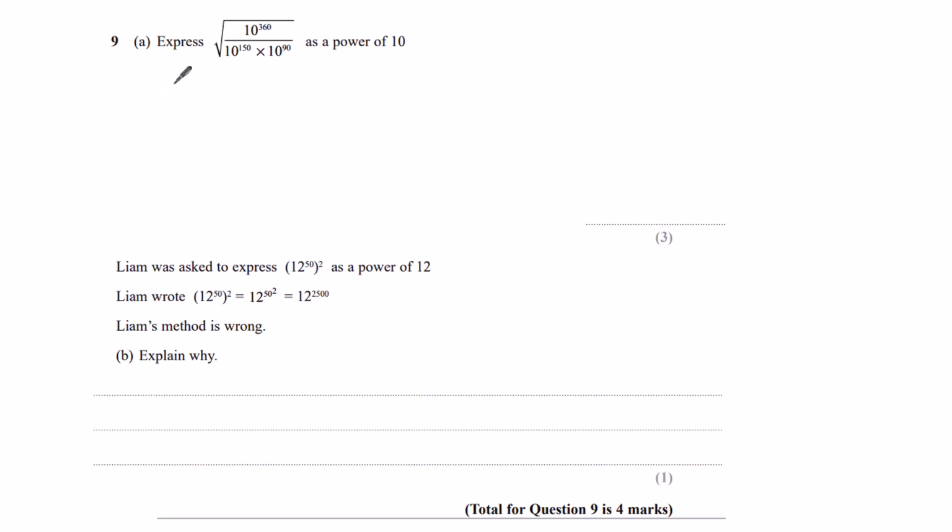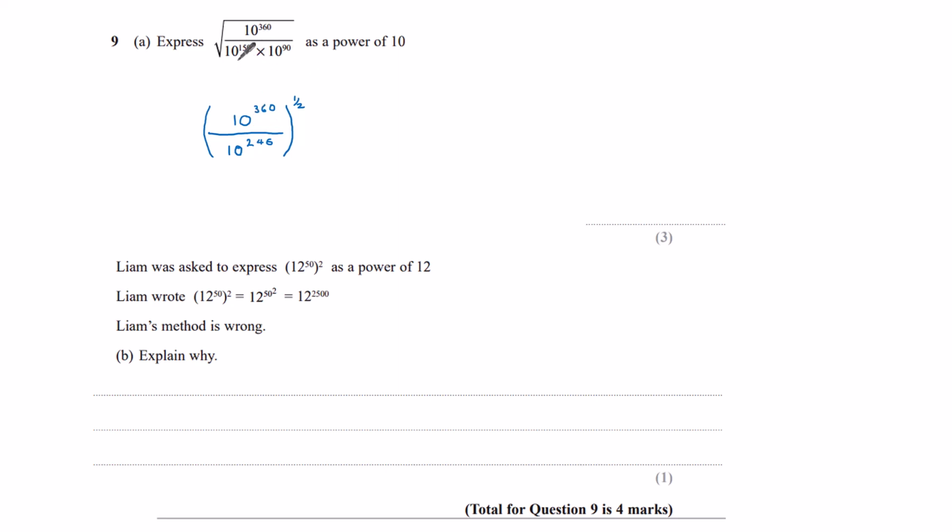Question 9. Express the square root of 10 to the power 360 divided by 10 to the power 150 times 10 to the power 90 as a power of 10. Well, firstly, the square root over all of this means all of it is raised to the power of a half. I'm leaving the numerator as is at the moment, 10 to the power 360.